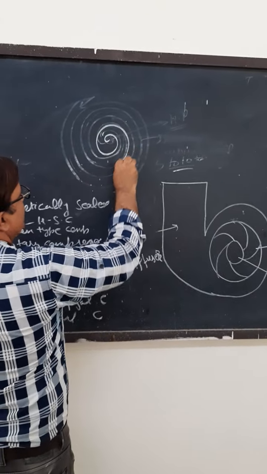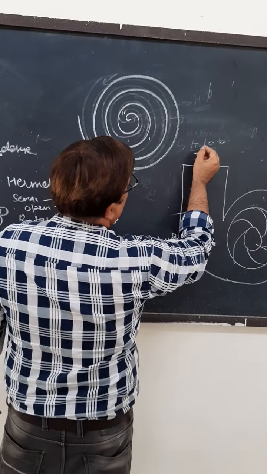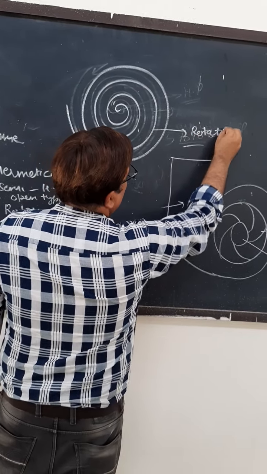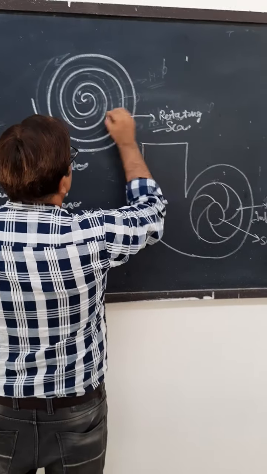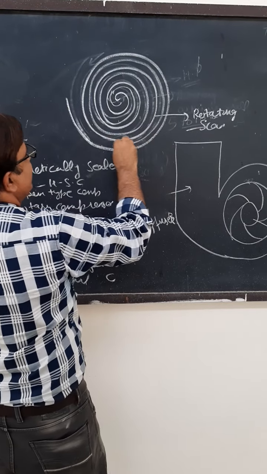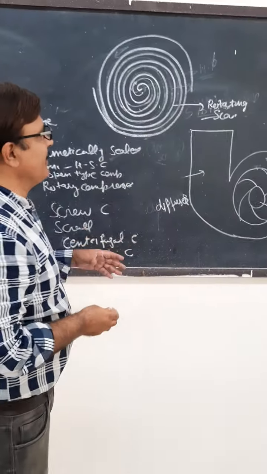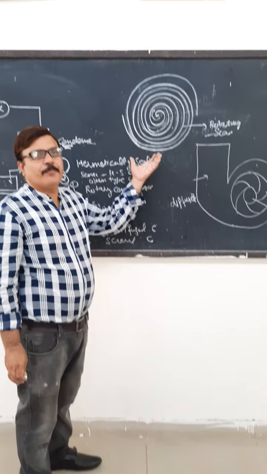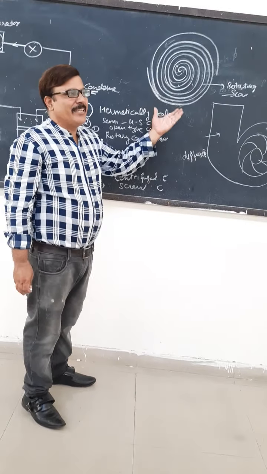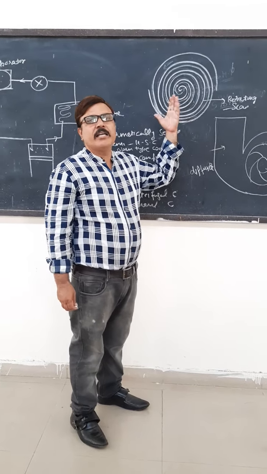So look at here. The scroll type compressor has a rotating scroll. So these are called the rotating scroll. And another one is called the fixed scroll. So in this case, look at here, there is no suction or exhaust valve. So this design is very, very compact. There is less noise and vibration in this case. And this type of compressor is mostly used for high efficiency.